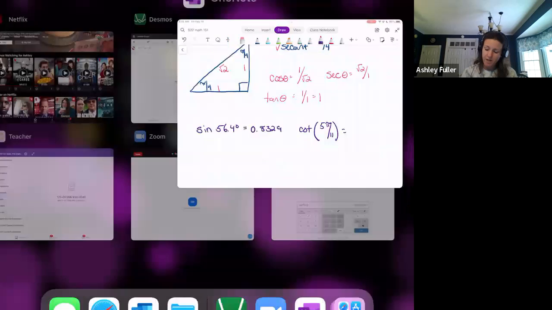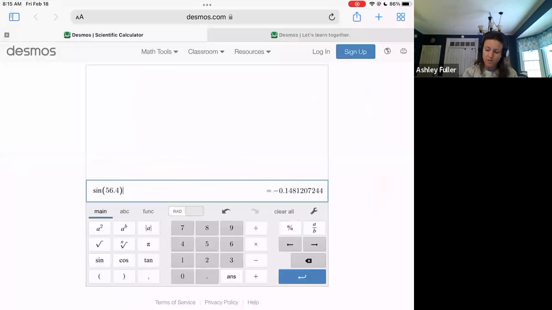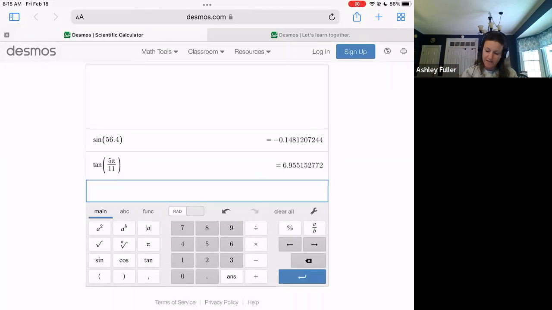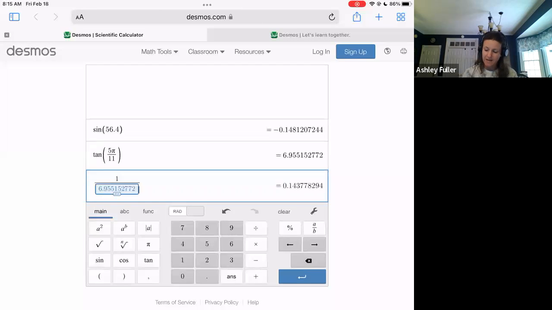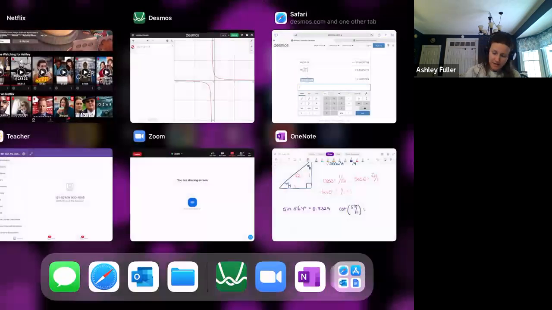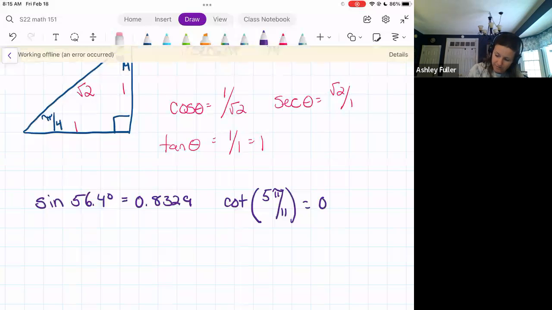And then if I wanted to calculate something like cotangent of 5 pi over 11, remember cotangent is the reciprocal of tangent. This is in radian mode. So here I'll switch my mode to radian. Notice it did change the answer above, but I've already recorded that. So I'm going to calculate the tangent of 5 pi divided by 11. And then to find that reciprocal, I can just do 1 divided by the answer there. And I get 0.1438 when I round off.